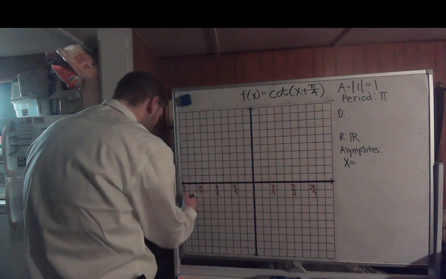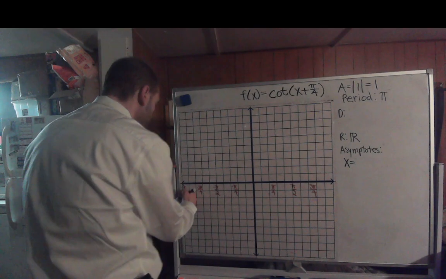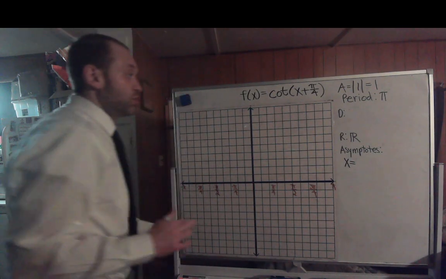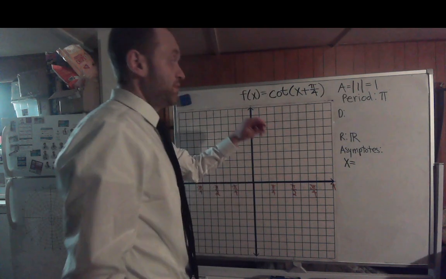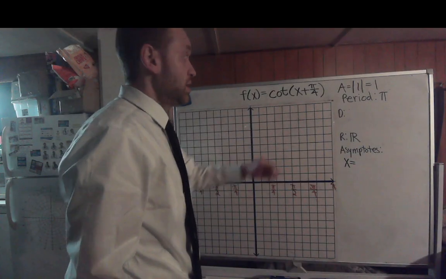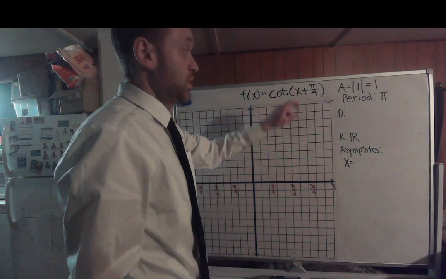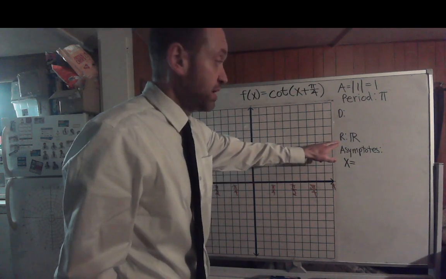Why did I put pi over 4? It's just negative pi and then pi. Okay. So let's take notice of something here. The amplitude's still 1 because the coefficient on the cotangent is 1. Your period's still pi because the coefficient on x is 1. Your range is still going to be all real numbers.